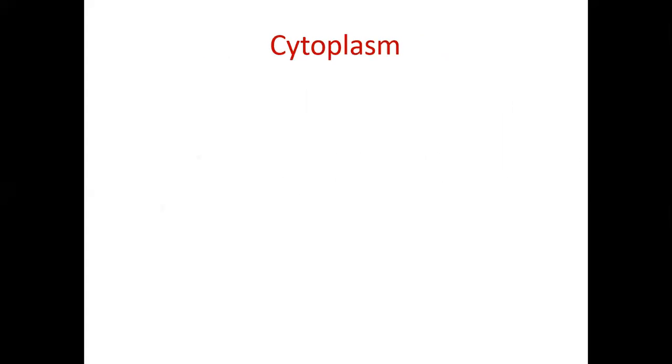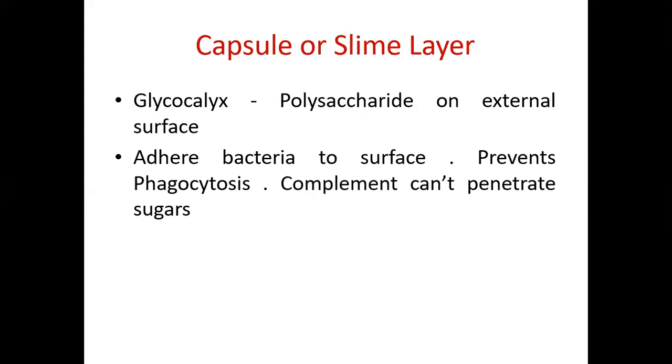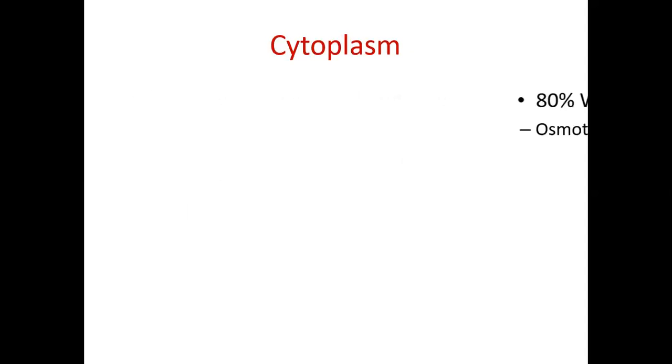Capsule or slime layers. The glycocalyx is a polysaccharide material or polymer produced by bacteria to the external surface that surrounds the bacteria and helps in the protection of bacteria from the activity of antibodies and immune cells. It also helps in adherence of bacteria to surfaces and prevents phagocytosis. Complement cannot penetrate this sugar.